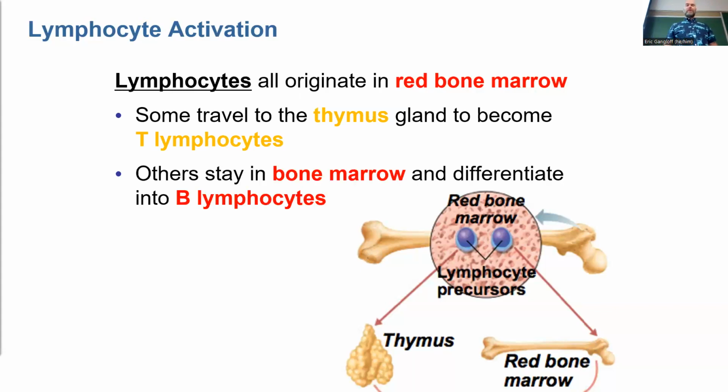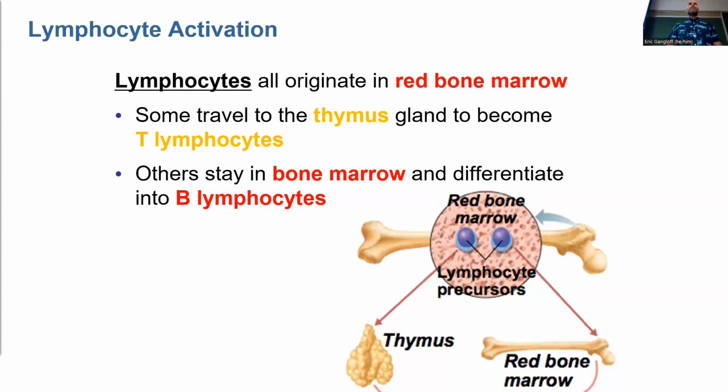Others stay in the bone marrow and they differentiate into something called B lymphocytes. Now, it seems obvious that B would be for bone. Weirdly, the B doesn't stand for bone, but don't worry about it. In your mind, it's much easier to remember: T lymphocytes are in the thymus, B lymphocytes in the red bone marrow.